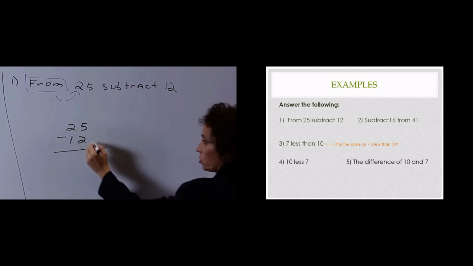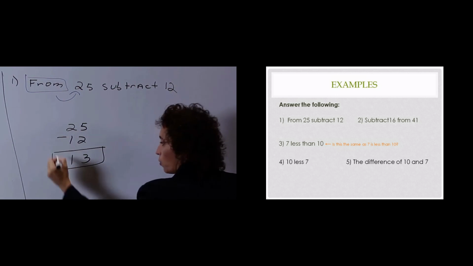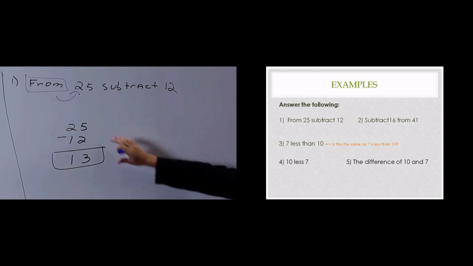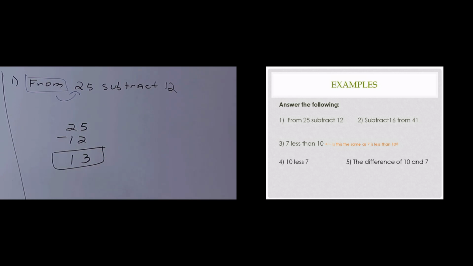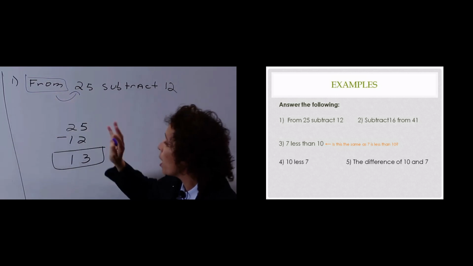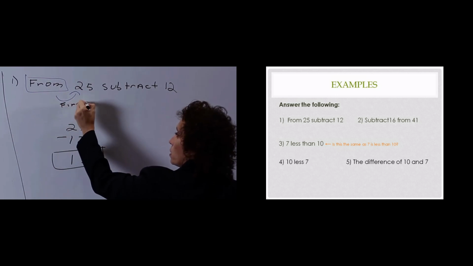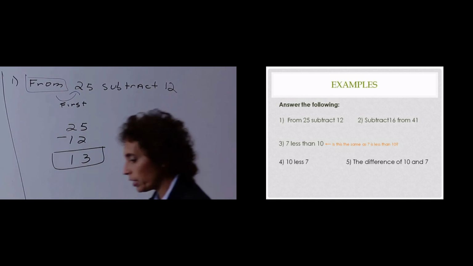And of course, this is easy enough. 5 minus 2 is 3. 2 minus 1 is 1. And we get 13. But the important thing is not that we can subtract 25 minus 12. You obviously can do that. The important thing is the fact that anything after the word from must go first. That's really, really important, especially when we get into the more intense algebra problems.